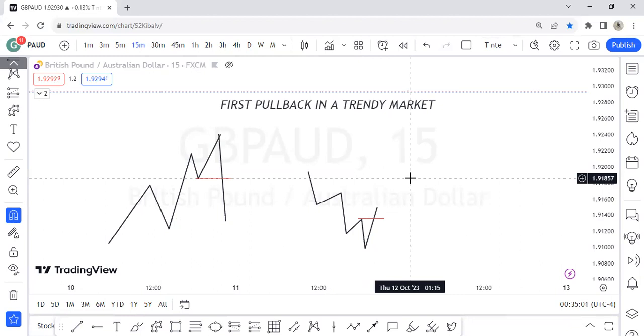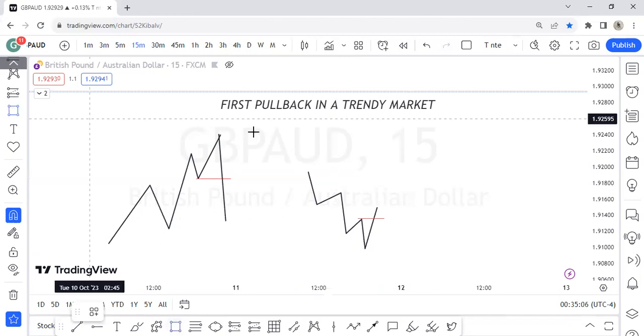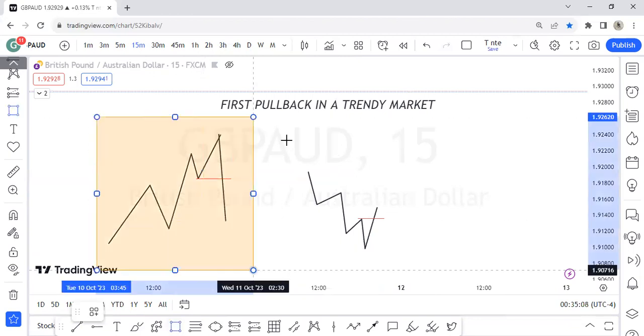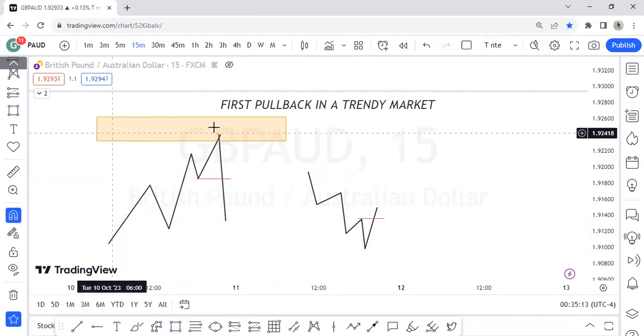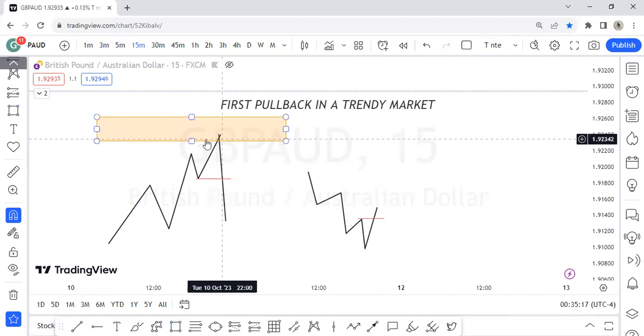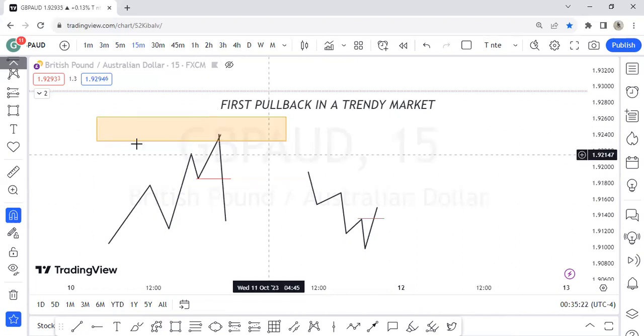Yes, the first pullback is an inducement, but you must always look at where the market is coming from. If the market hits another block, something like a POI here, then this becomes what? A break of structure. But if nothing is hit here, there's no other block, no breaker block, no key level here, then this is an inducement, right? So you must always look at where price is coming from.